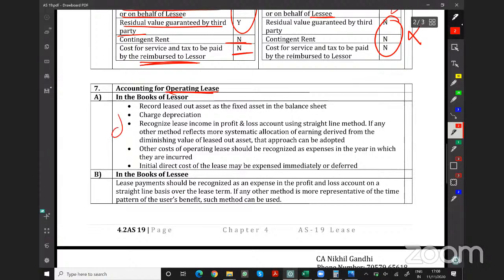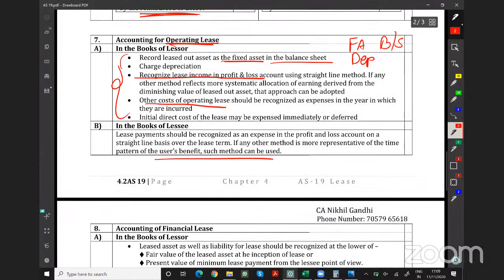This is a simple treatment in case of lessor. In case of lessee, 5,000 should be debited to their profit and loss account. See, the lessor records the leased out asset as a fixed asset in the balance sheet. So fixed assets should be in your balance sheet. Charge depreciation. Recognize lease income to your profit and loss account. Any other expense should be charged to profit and loss account directly. In case of lessee, it should be debited to your profit and loss account.